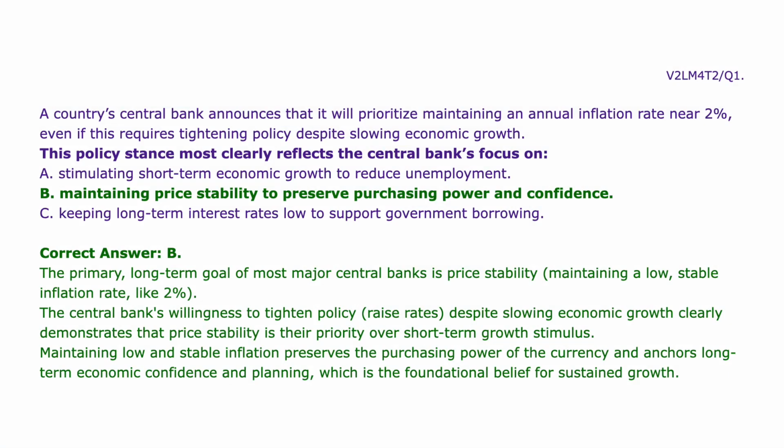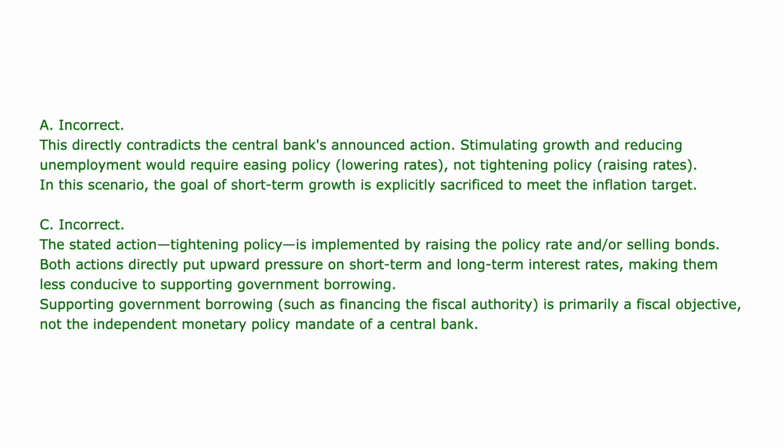The central bank's priority is price stability. Even when growth slows, it tightens policy to keep inflation near 2%, showing that preserving purchasing power and confidence outweighs short-term growth concerns. A. Wrong, because stimulating growth would require easing, not tightening. C. Wrong, because tightening raises interest rates, which makes government borrowing harder. Supporting fiscal needs is not the central bank's independent mandate.